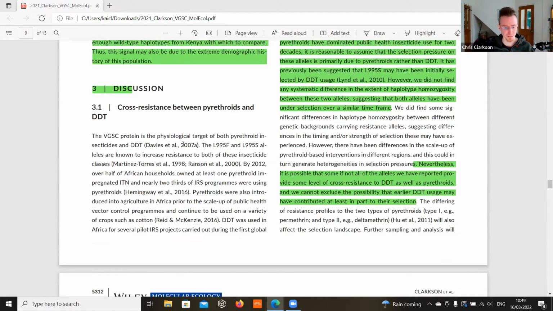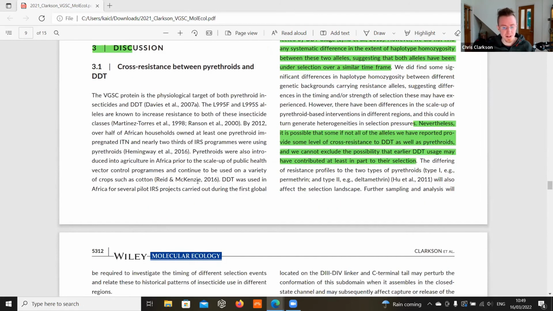Right, so let's just quickly go through the discussion, see if there's interesting things here. So what have we got? Cross resistance between pyrethroids and DDT. So this is quite interesting. VGSC is the physical target for both pyrethroid and DDT insecticides. And 995F and 995S both increase resistance to these insecticide classes.